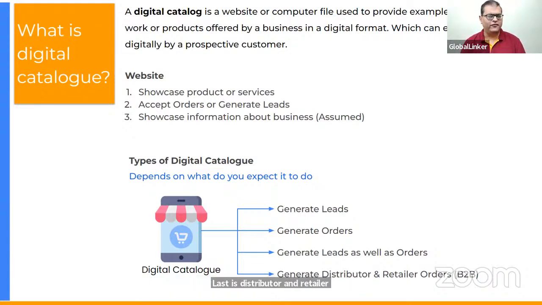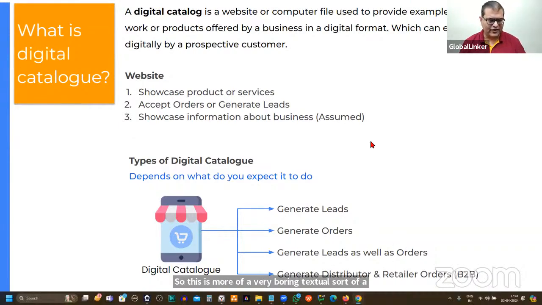It may not be very relevant with respect to export, but it also has a use case in export as well. So the fourth is generating distributor or bulk buyer regular orders. It also has a utilization for export, and I'll explain that when I am showing you a few examples. So we have understood what a digital catalog is and what the types of digital catalog are. This has been a very boring textual explanation, so let's switch the screen and try to understand this with a few examples.